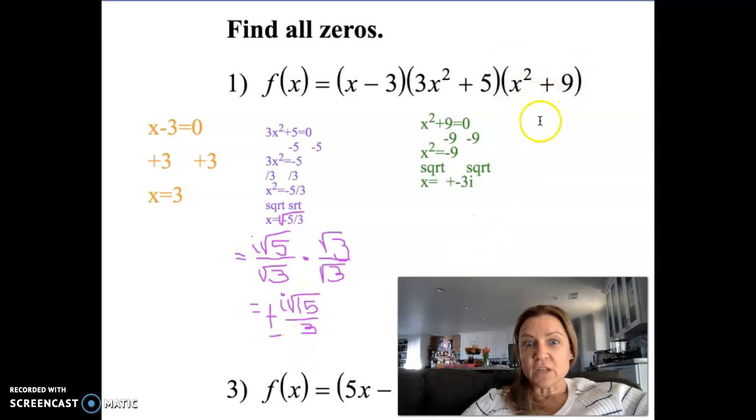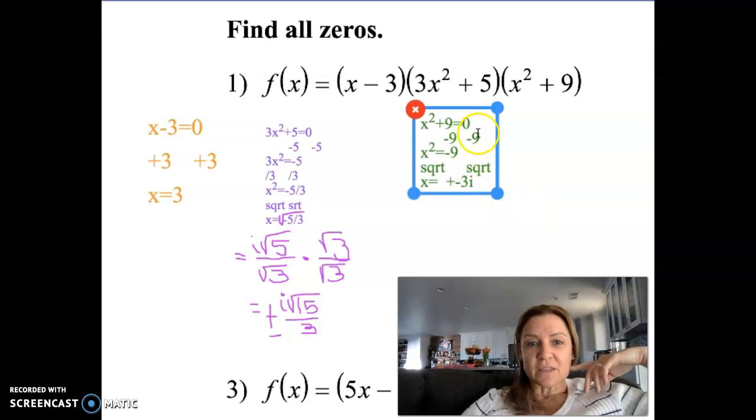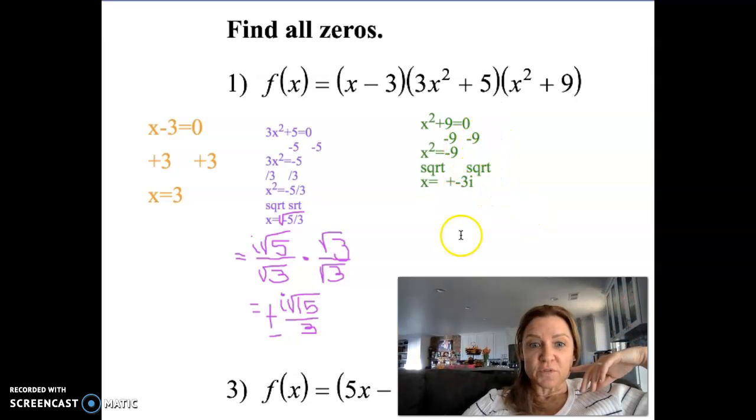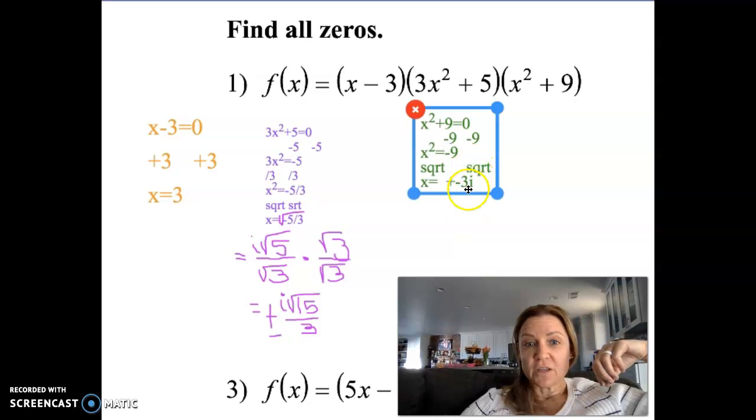The third factor is x squared plus 9. This one's medium. So set that one equal to 0, subtract 9 from both sides, take the square root of both sides, and then the plus minus is how you get the two answers for the 3i. Okay, hope that helps.